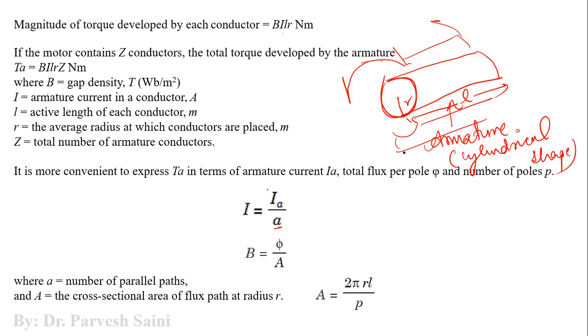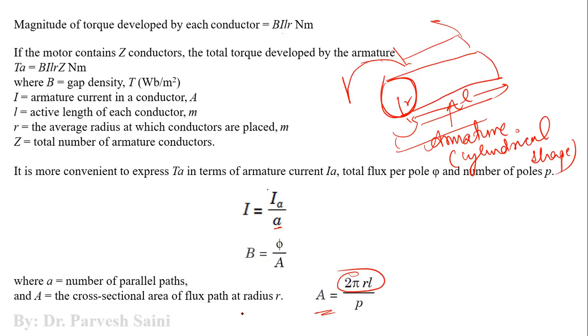means every pole will have some share of the area of the armature, means a particular part of the armature, a particular side of the armature will be facing a particular pole, right? And the opposite side will be facing the other pole, right? So the area of the cylinder is 2 pi RL divided by P. So this is the net area, or cross sectional area, of the armature per pole, right?